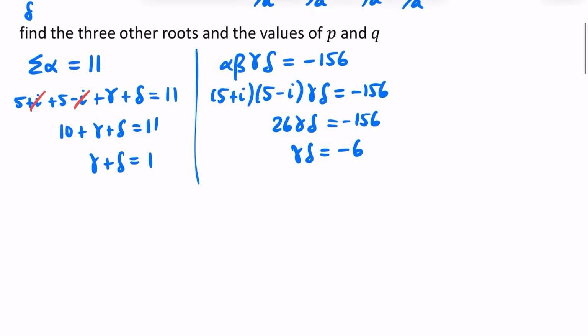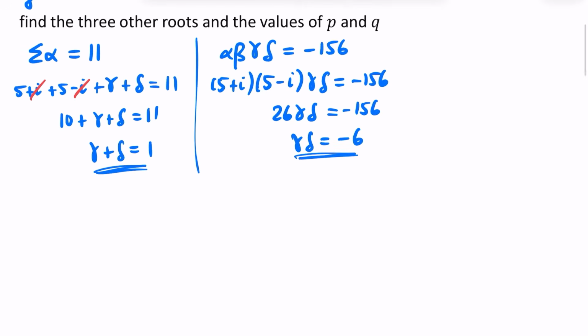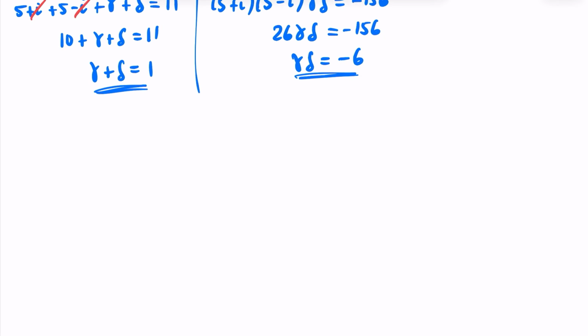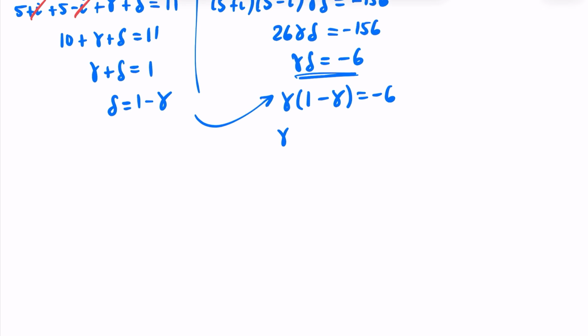And all I've got to do now is just solve this thing and this thing like a simultaneous equation. Plenty of ways of doing this. I'm probably going to just make one of these things the subject over here. Let's just erase that a little bit more carefully. So I'm going to say that delta is 1 minus gamma, and I'm going to substitute it into this part. So that's going to be gamma multiplied by 1 minus gamma is minus 6. So that's gamma minus gamma squared is minus 6.